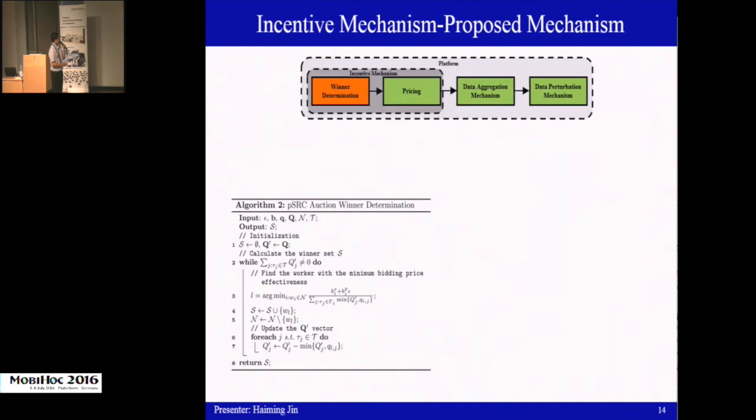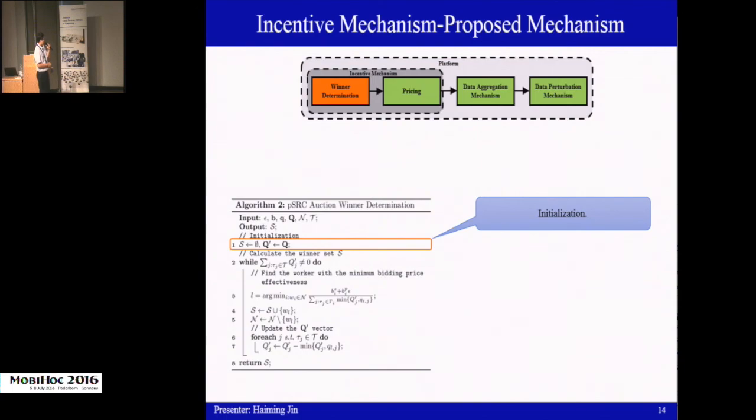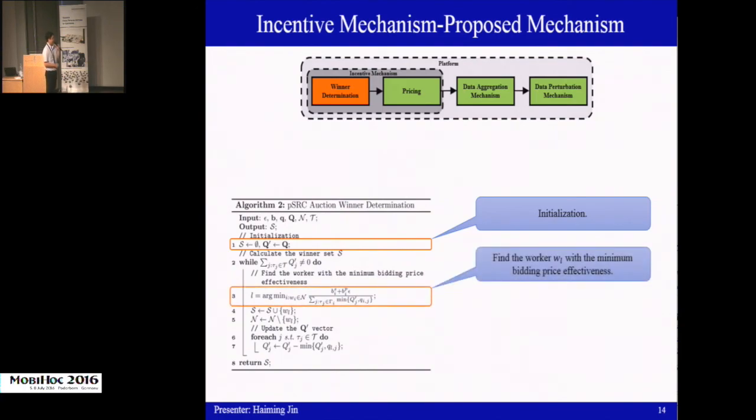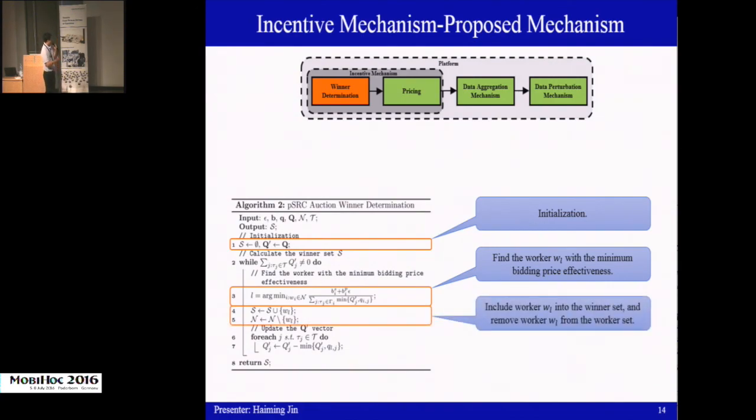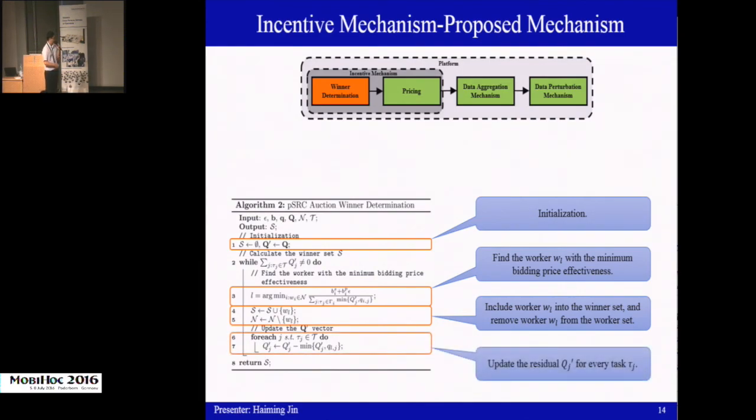So our incentive mechanism consists of a winner determination mechanism and also a pricing mechanism. Our winner determination mechanism first initializes the winner set as the empty set and initializes the Q prime vector as the original Q vector. So in every iteration, we first find the worker WI with the minimum bidding price effectiveness, which is defined as the worker's cost calculated based on this worker's bids over the improvement that this worker makes to the constraint of the optimization program that we have just talked about. And then we include this worker WI into the winner set, and we remove this worker from the worker set. Finally, we update the residual Qj prime value for every task tau j.